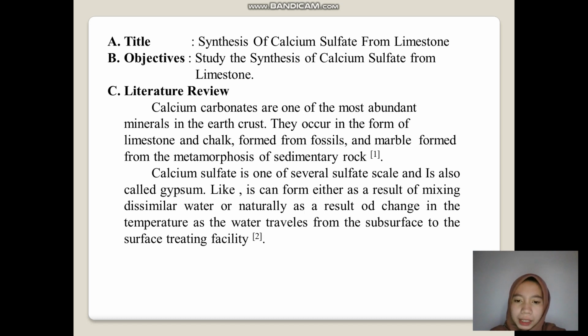Calcium sulfate is one of several sulfate scales and is also called gypsum. It can form either as a result of mixing dissimilar waters or naturally as a result of change in the temperature as the water travels from the surface to the surface treating facility.